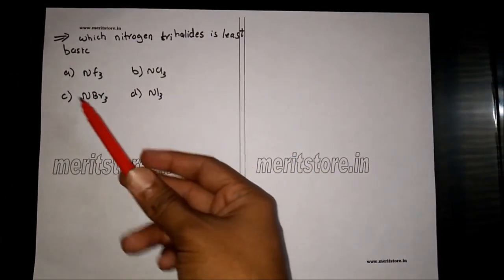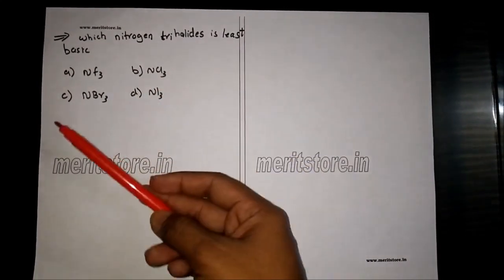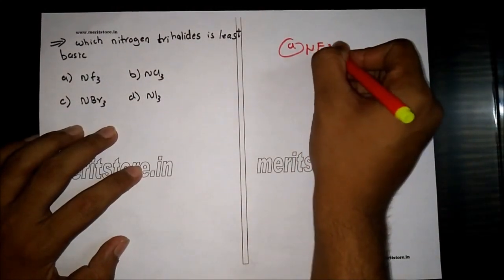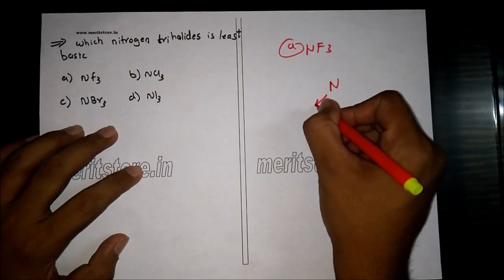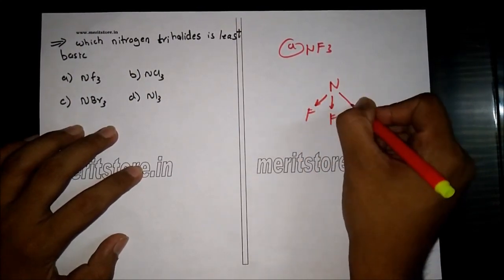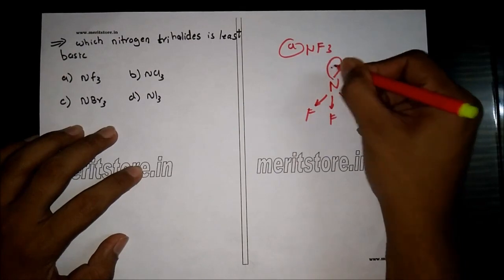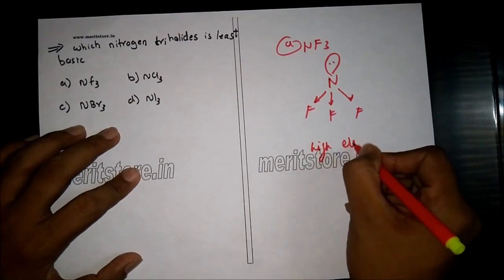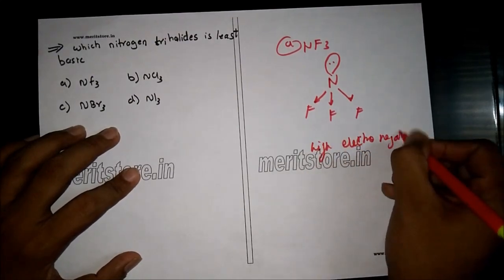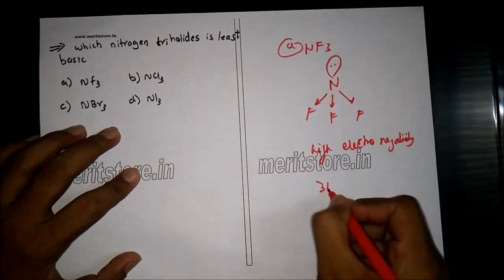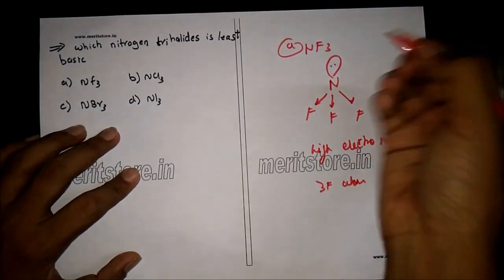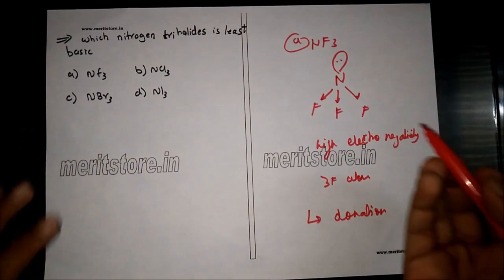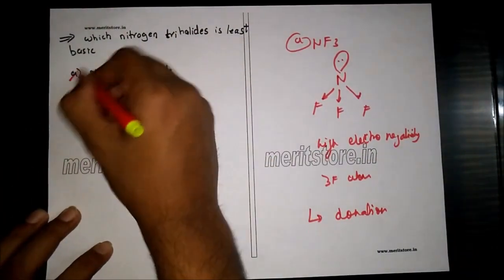Nitrogen trihalides, least basic: A. NF3, B. NCl3, C. NBr3, or D. NI3. Now let's look at option A, which is NF3. This is the structure of NF3. Now it is the least basic because of the high electronegativity of the three F atoms. The lone pair present on the nitrogen atom is not easily available for donation. Therefore, this is the least basic trihalide.